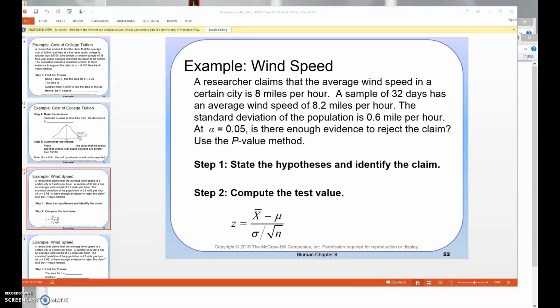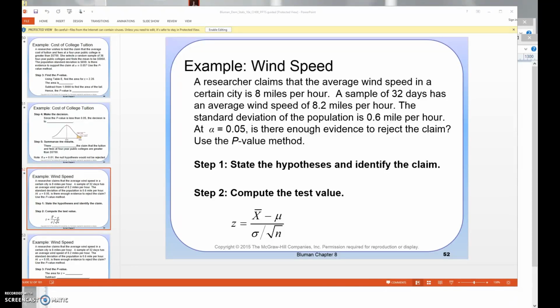The last example is on wind speed. A researcher claims that the average wind speed in a certain city is 8 miles per hour. A sample of 32 days has an average wind speed of 8.2 miles per hour. The standard deviation of the population is 0.6 miles per hour. At alpha 0.05, is there enough evidence to reject the claim?